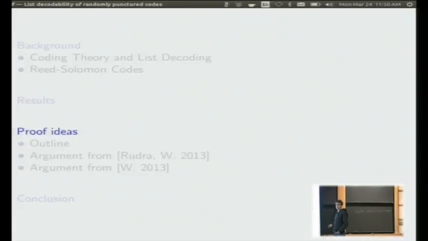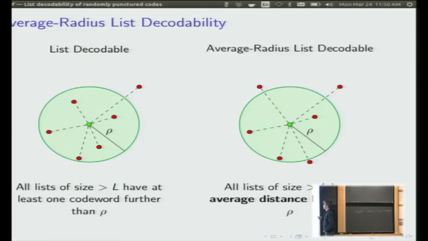Okay. Are there any questions about the statements before I start giving an overview of the proofs? Okay, so I'm going to give you 2 proofs, but they both fall in the same general outline. The first step is to pass to something called average radius list decodability, which is a little bit stronger than list decodability. This has been studied implicitly for a very long time. Explicitly, it's recently been studied by Guruswami and Narayanan, who have a more cohesive view of it.